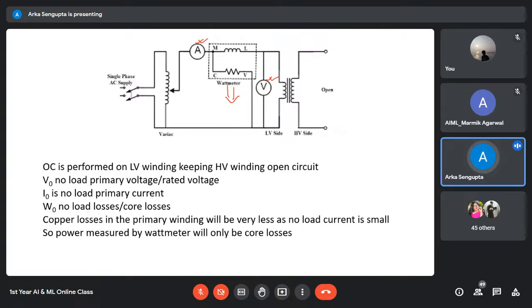Now let us go for the experiment. Wait a minute.